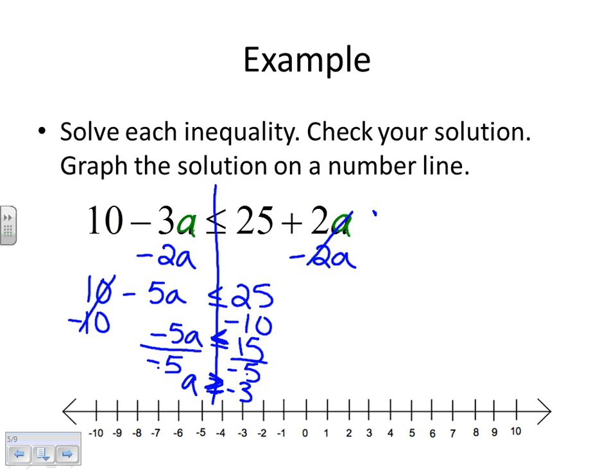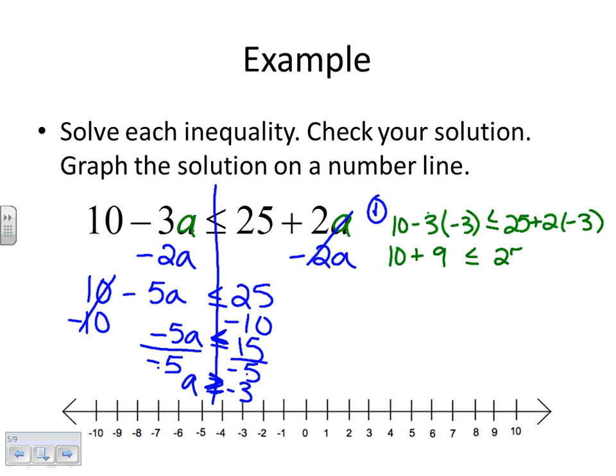Okay, so then when I go in and check, I need a number that is greater than or equal to negative 3. So we can plug in negative 3. 10 minus 3 times negative 3 is less than or equal to 25 plus 2 times negative 3. Here we simplify, and we get negative 9. Negative times negative is positive. And we have 25 minus 6. 10 plus 9 is 19, less than or equal to 25 minus 6, which is 19. So we're right with our check.